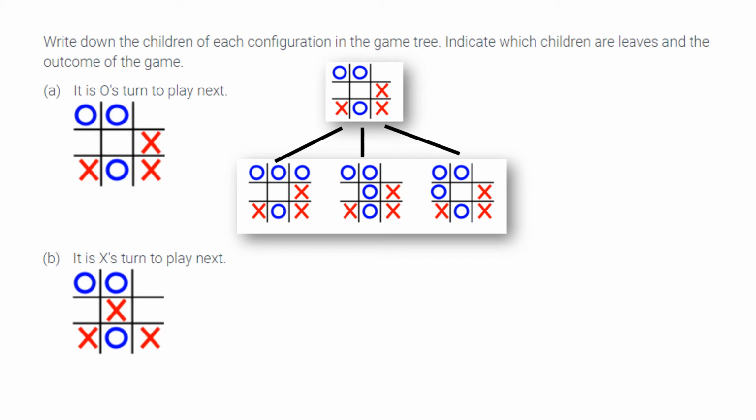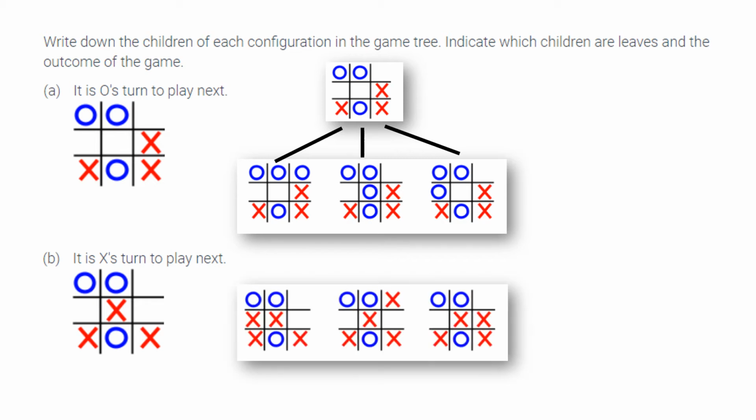So yeah, we could say which are leaves. This first one here on the left would be a leaf because O has won the game. The second one also would be a leaf because O has won the game. But this third one here, no one has won yet.